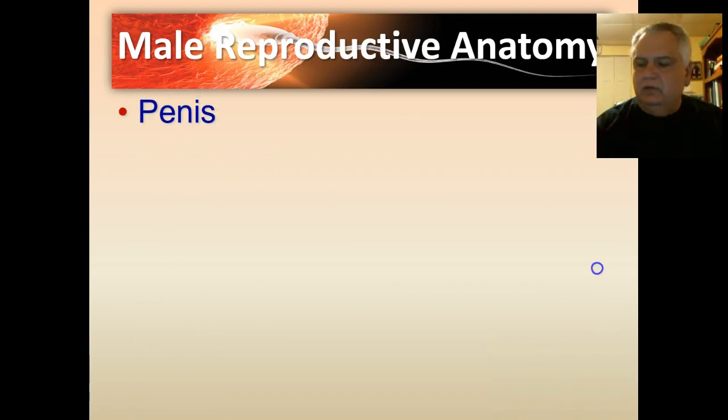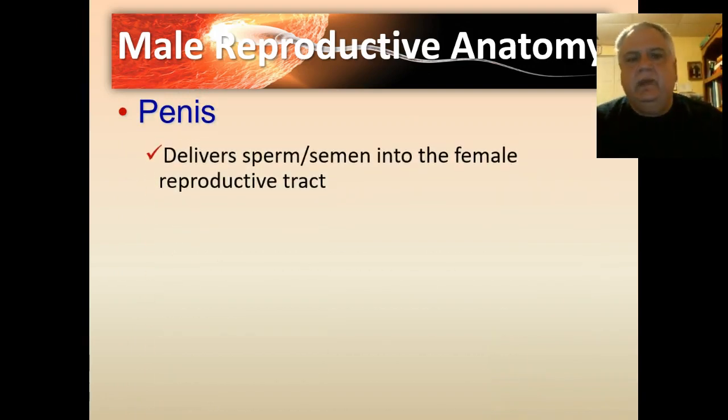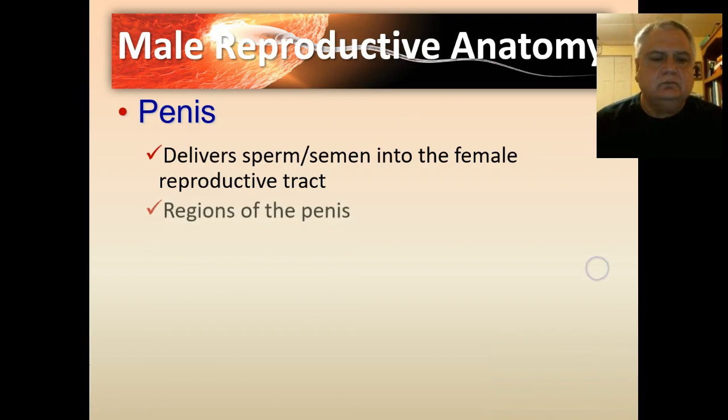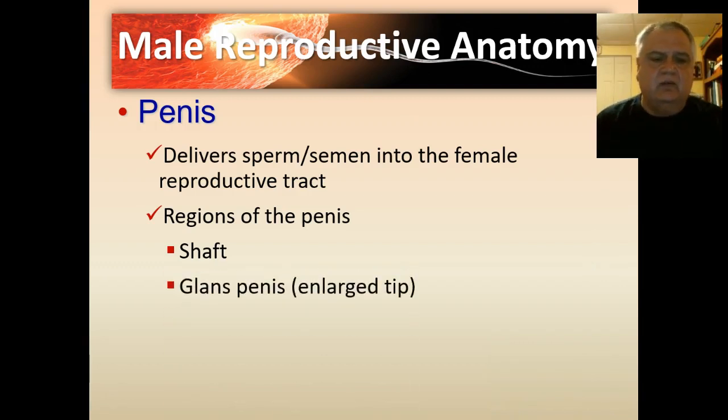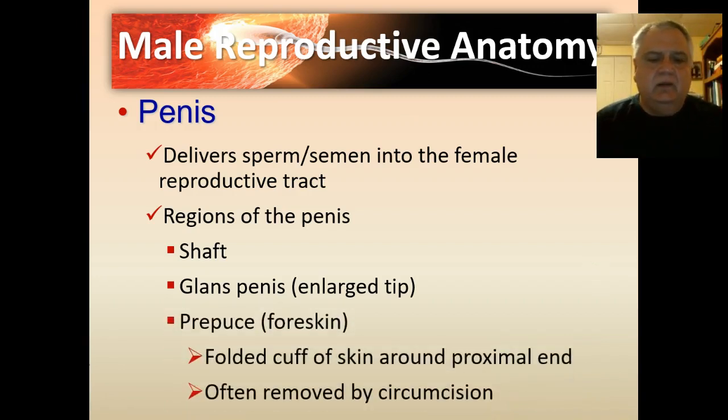Okay, let's turn our attention to the penis itself. The penis delivers the sperm slash semen into the female reproductive tract. The penis is usually somewhere around 8 inches or so long, and so it's divided into regions. The first region we take a look at is the shaft. The second region is the glans penis, which is the enlarged tip. And on the enlarged tip, we'll see a prepuce or foreskin.